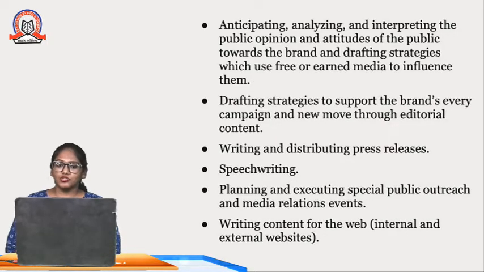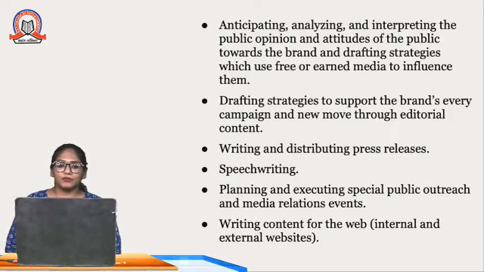It is also their function to anticipate, analyze and interpret the public opinion and attitudes of the people towards the brand and draft strategies which use free or earned media to influence them. I am pretty sure you must have heard of the term social media influencer, and when they tell you that they have received a PR package from this particular organization or brand, that is when they try to influence the influencer so that the influencer is able to create a positive impact of that particular brand on all their followers. They also draft strategies to support the brand's every campaign and new move through editorial content.